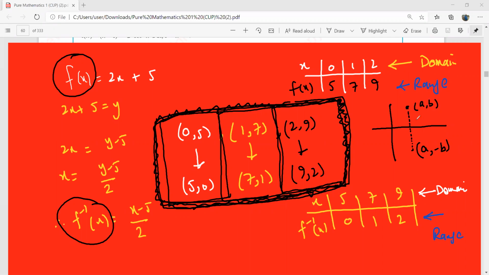Now a comma b in the x-axis. Look at this, this is going down, across the x-axis. What if you reflect the same point in the y-axis? What would be the image of this point here? Minus a comma b. Very good, so now you're recalling that.